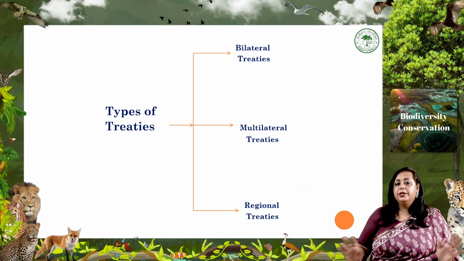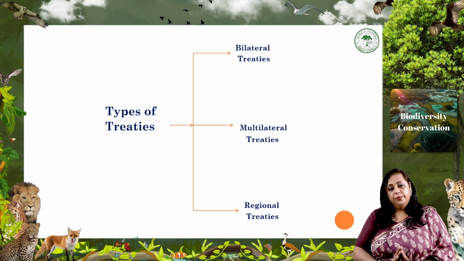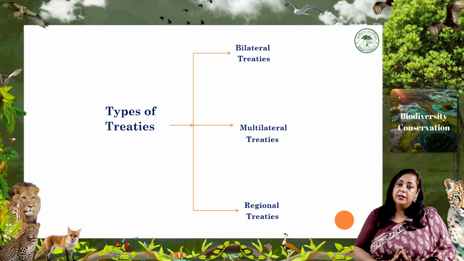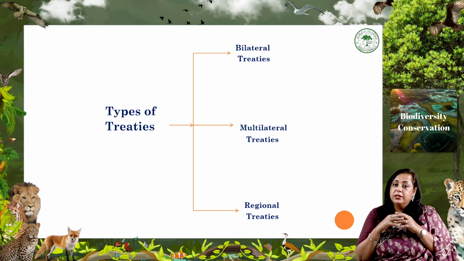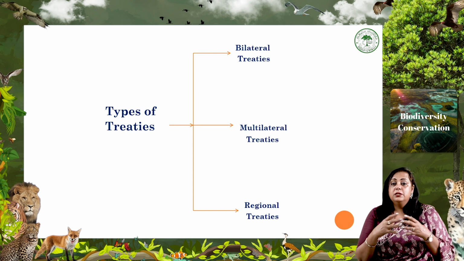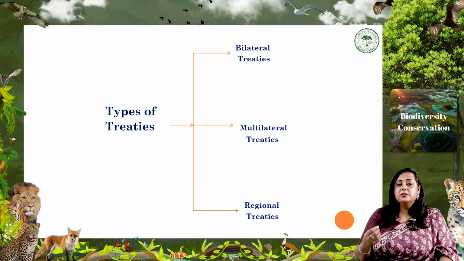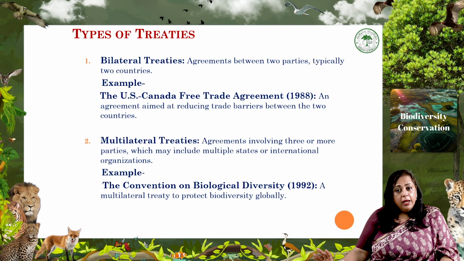So there are three types of treaties: the bilateral treaty, multilateral treaty, and regional treaty. For any kind of agreement, at least two parties are required. This could be regional parties, many countries, many states, or only two countries, two parties. A bilateral treaty is an agreement between two parties, typically two countries.